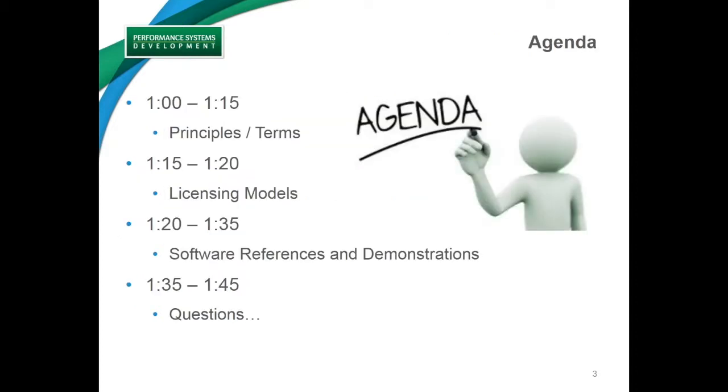So in our short time today, I'll throw up a strawman agenda. We'll try to follow it. We're on time so far. We'll spend the first 15 minutes or so discussing some common principles and terms. We'll spend about 5, maybe 10 minutes talking about some common open source software licensing models. We'll spend the remainder of our time, 15 to 20 minutes, actually looking at some software licensing arrangements and actual software that I use in my daily workflows to support both energy modeling and measurement and verification activities.